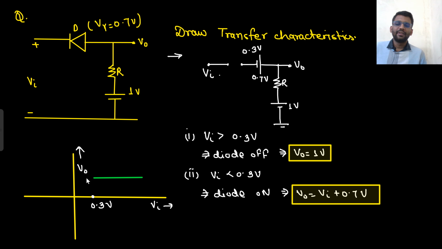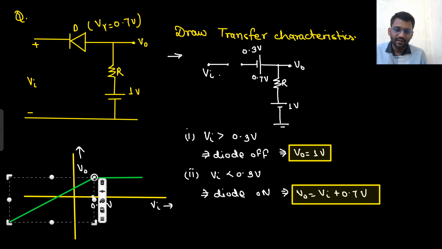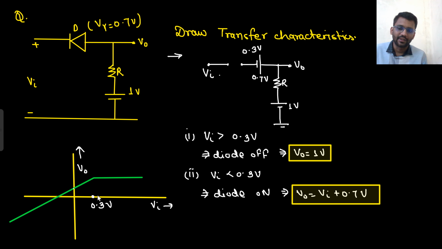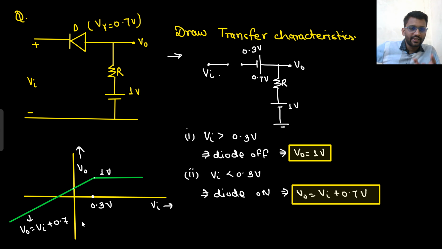Now tell me, will this graph cut the origin? Will it go through the origin? No, because V naught is equal to V in plus 0.7. So at V in equals 0, your output should be plus 0.7. So it should go something like this, right? And at V in equals 0.3 volt, output should be 1 volt. That we are having. So always you need to check whether it will cut the origin or not. So it is not cutting the origin. V naught equals V in plus 0.7.